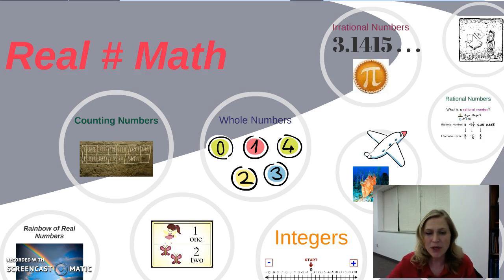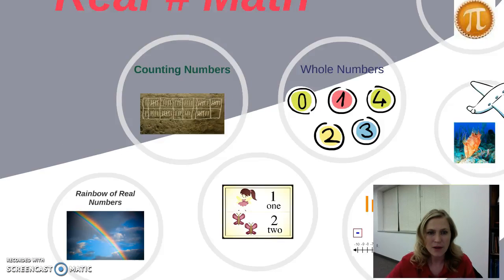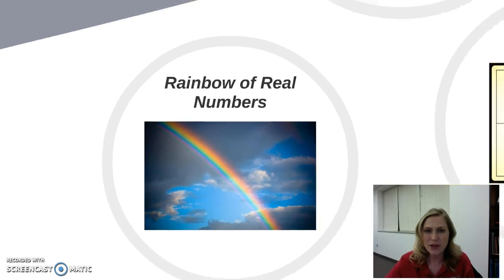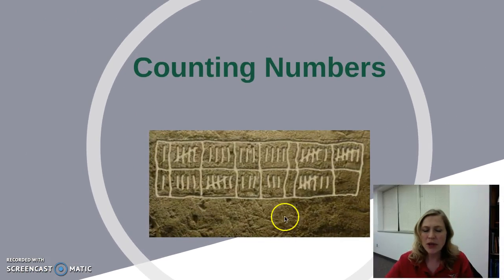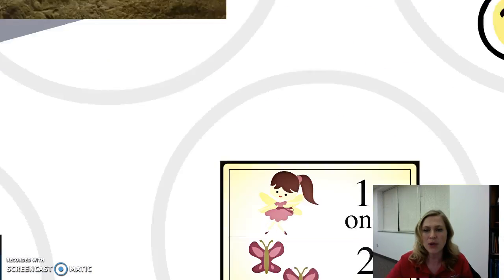Let's start off by talking about the counting numbers. So the counting numbers are the numbers that we started with. 1, 2, 3, 4. They go on and on and on. They keep going clear to infinity. So, the number 1,000,000, 1,000,001. All of those numbers are included in the counting numbers.